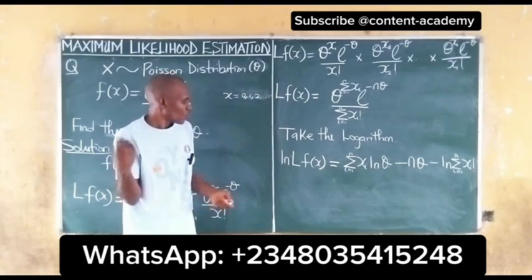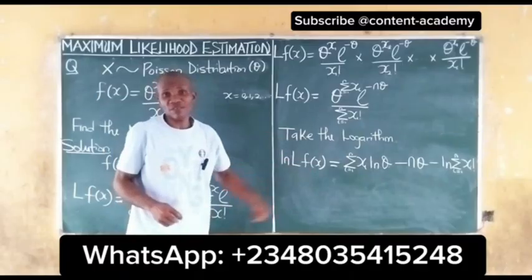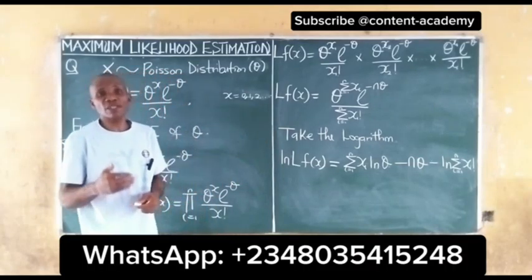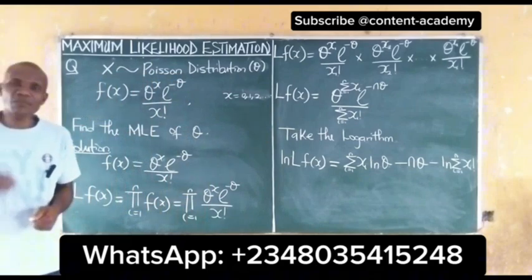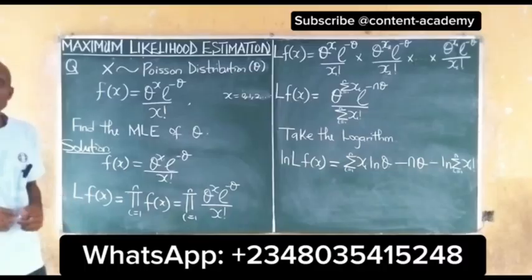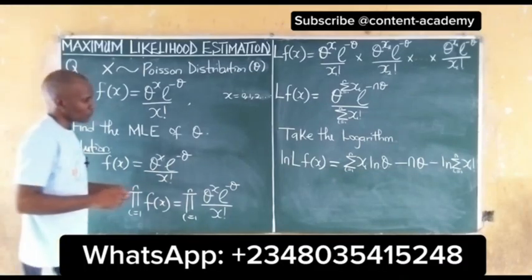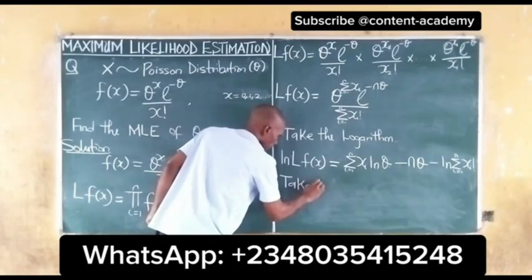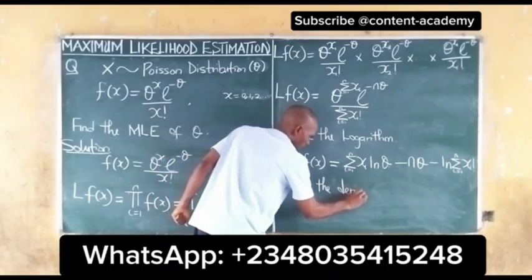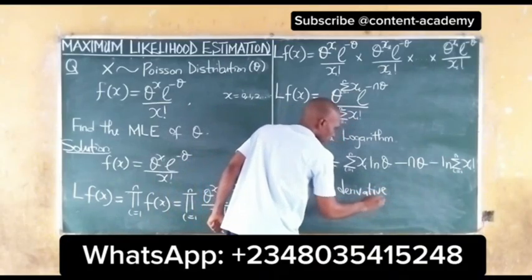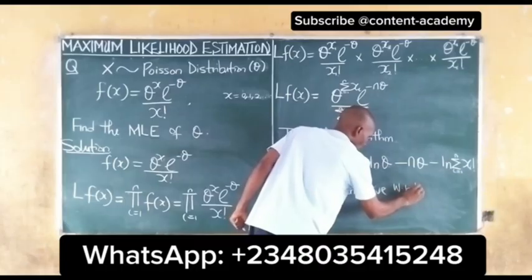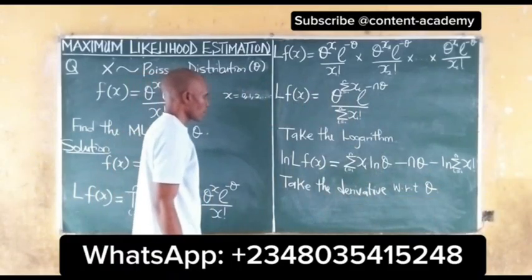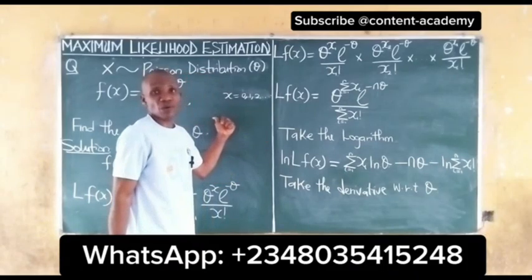Now the next thing to do is to take the derivative with respect to theta. Once we take the derivative with respect to theta, we can easily get the maximum likelihood estimate for the given distribution. So we take the derivative with respect to theta. For me to do that, we move over to this side of the board.